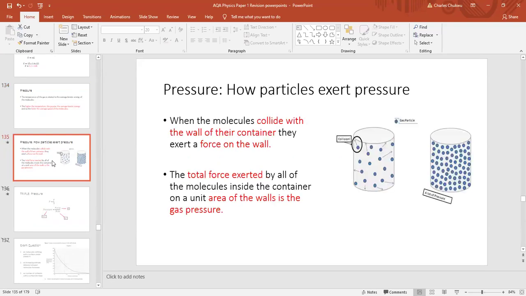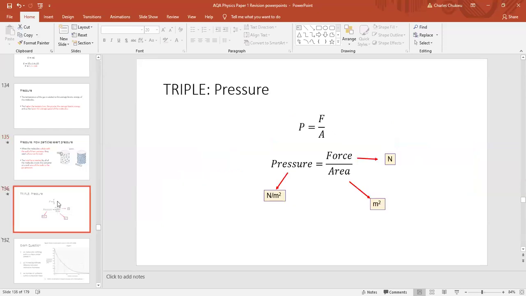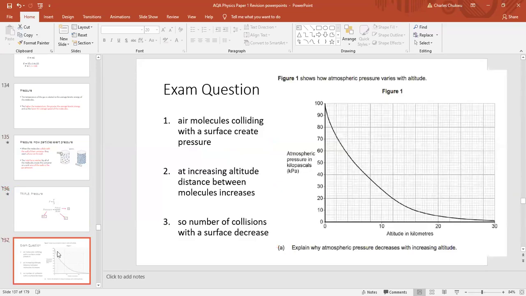How do particles exert pressure? When the molecules collide with the wall of their container, they exert a force on the wall. The total force exerted by all the molecules inside the container on a unit area of the walls is the gas pressure. And pressure is given by what? Force per unit area. So you know that. This is a possible exam question.